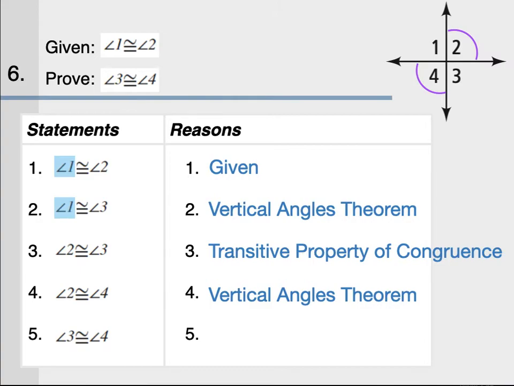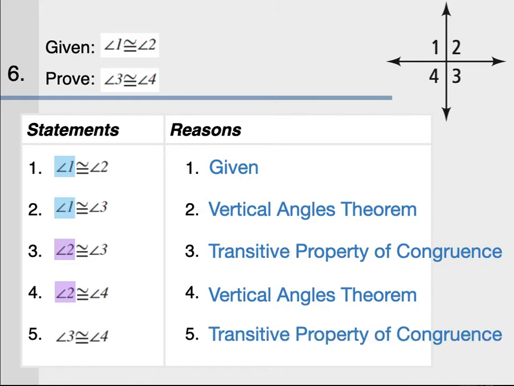For step 5, look at steps 3 and 4, see if there's a part of those equations that's repeating. They said, well, if angle 3 and angle 4 both equal the same angle, then angle 3 and angle 4 have to equal each other. So they essentially took out the repeats there and squished together what was left. That is another transitive property of congruence. Sometimes you use the same reason multiple times in the same proof.